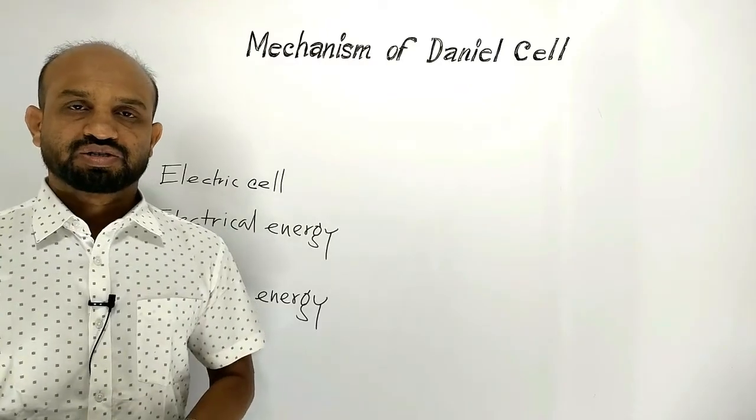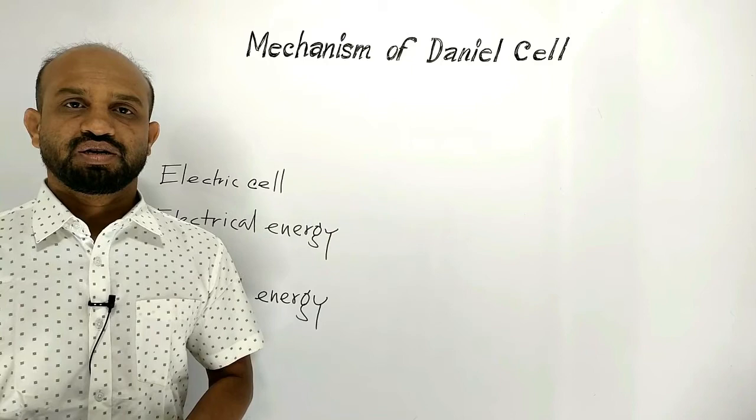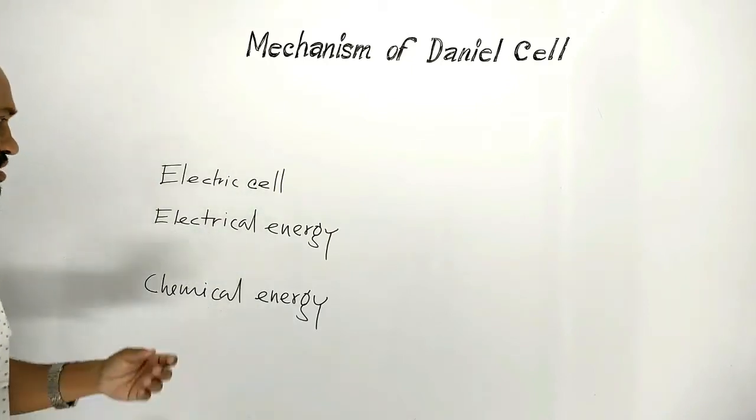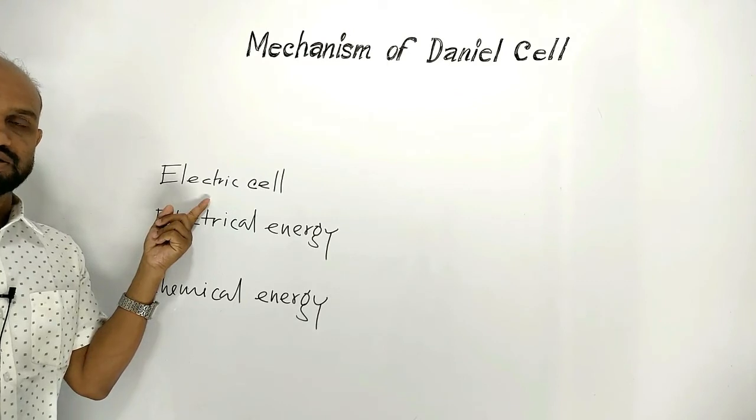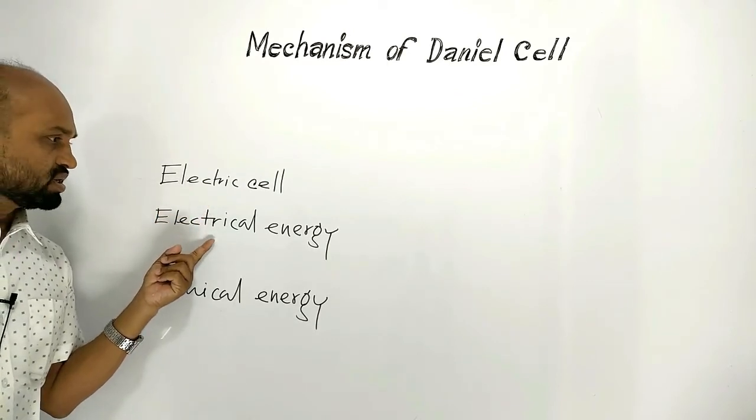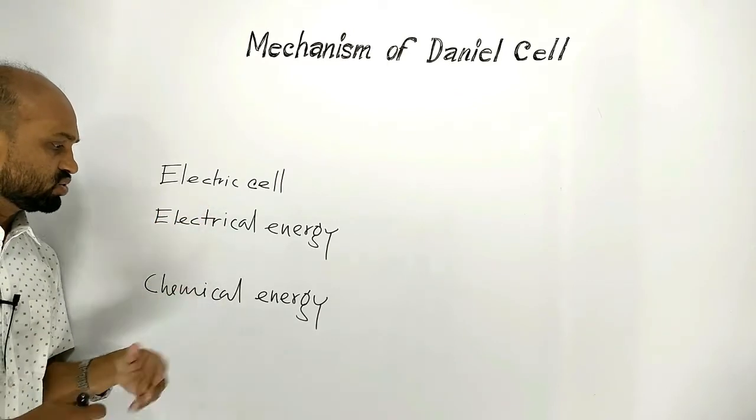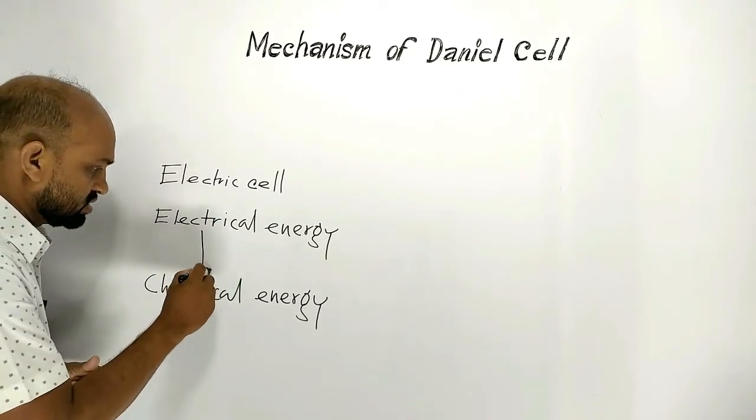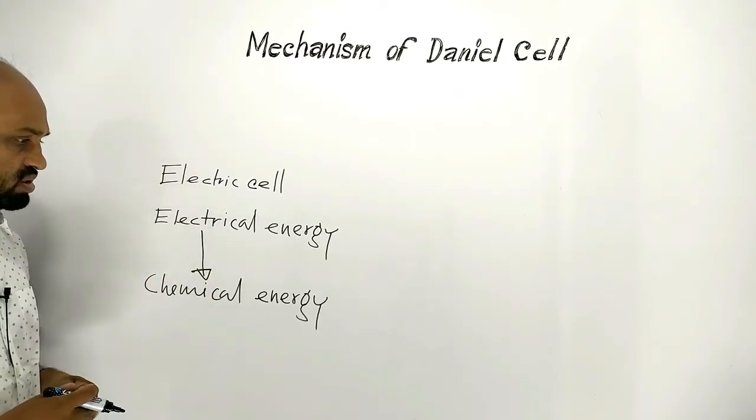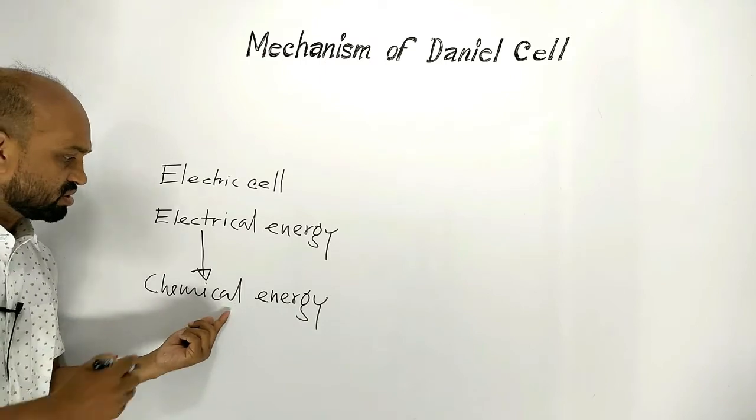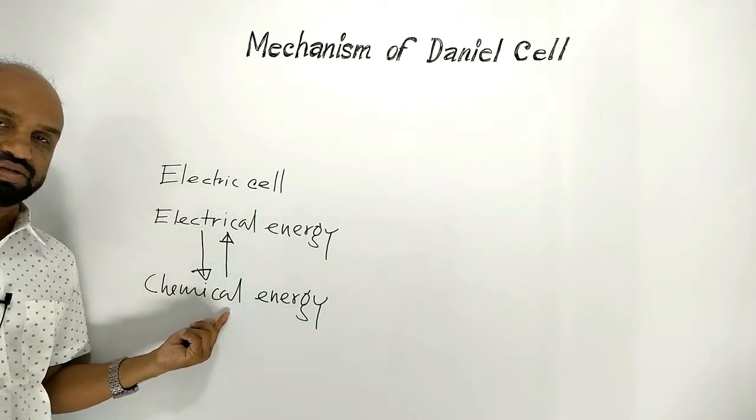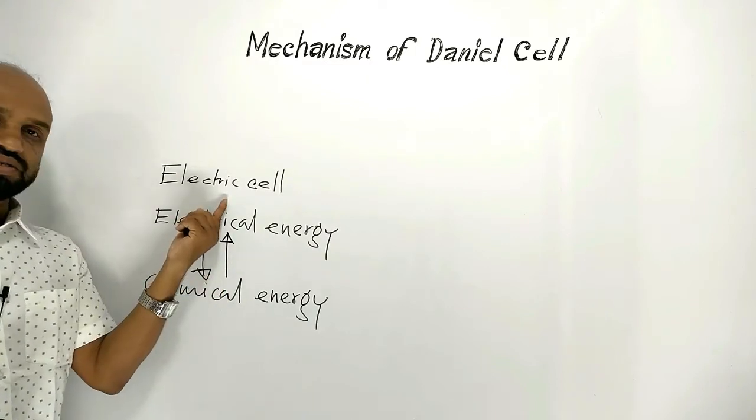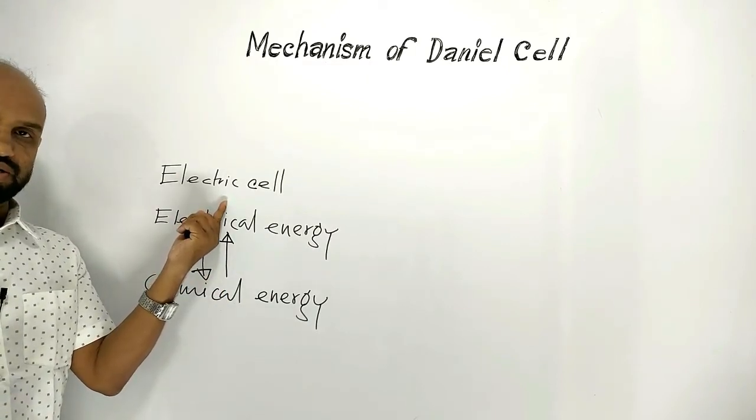First of all, let's try to learn what an electric cell is. An electric cell is any device that converts electrical energy into chemical energy, or the device that converts chemical energy into electrical energy. That device is called an electric cell.